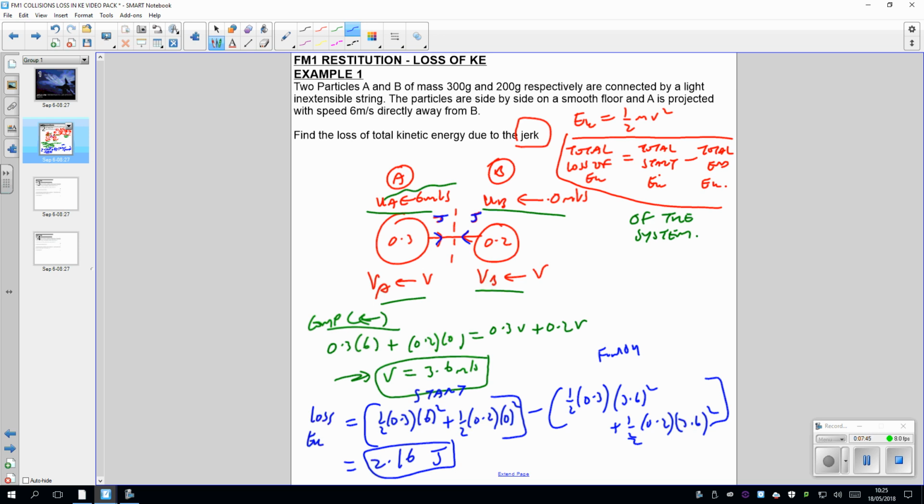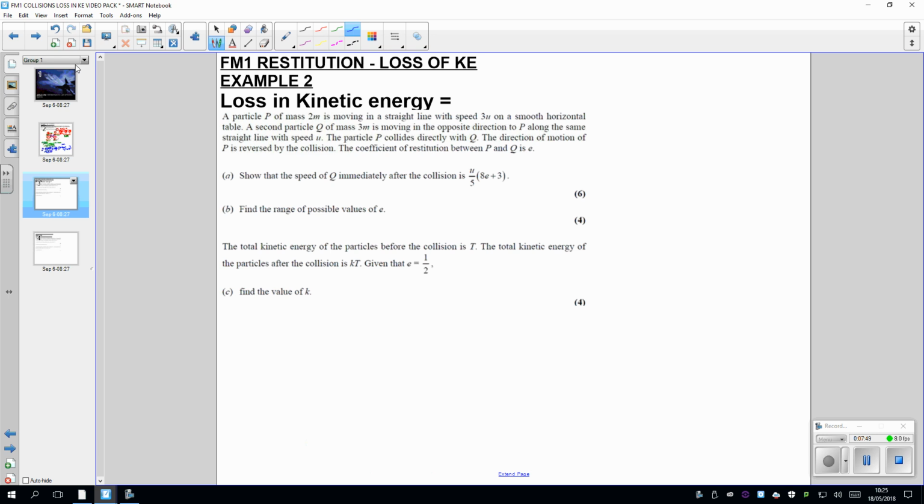Okay, next question then. Right. This is a good one. This is a really good question where we're going to bring in everything together, right? So, particle P of mass 2m. So, we're used to this setup now. There's P, there's Q. Putting everything together into a big exam question.